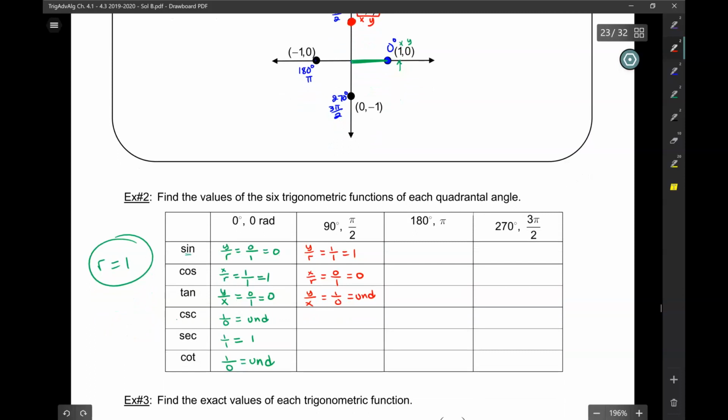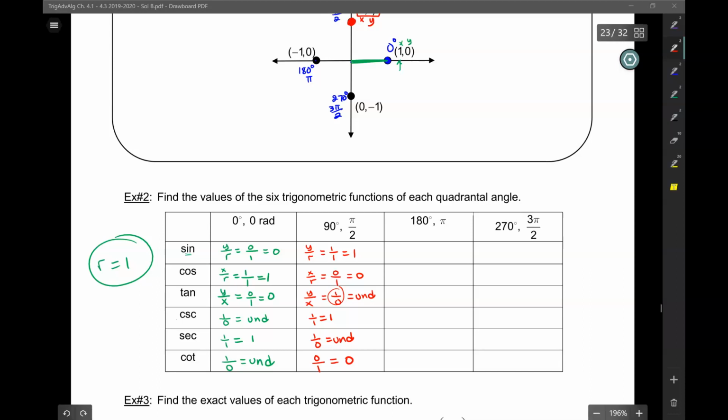And now for cosecant, secant, cotangent, we're just going to take the reciprocals. So for cosecant, it's 1 over 1, 1. Secant, 1 over 0, undefined. Cotangent, what did I get for tangent? 0 over 1 over 0. So this is going to be 0 over 1, 0.